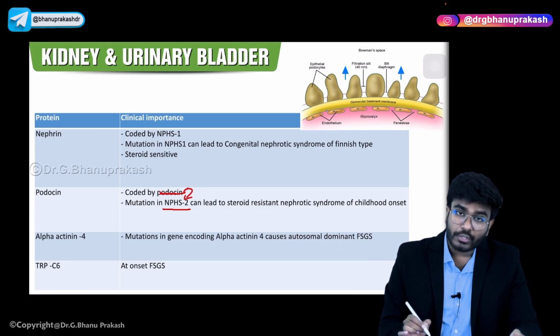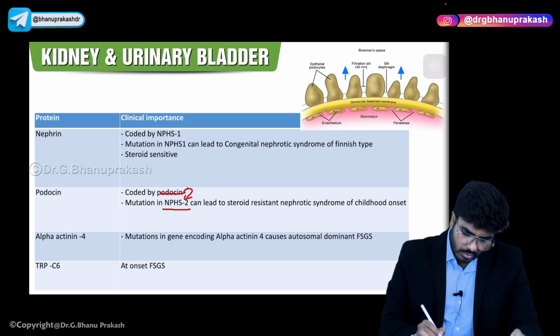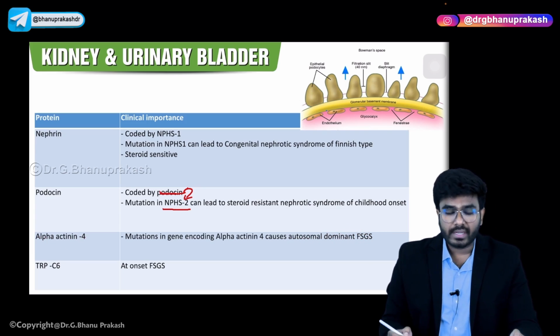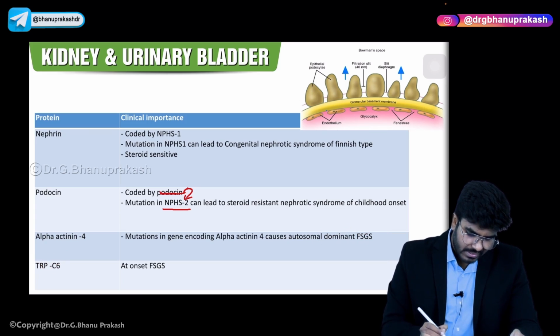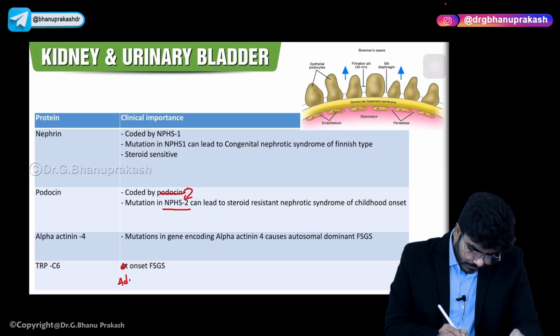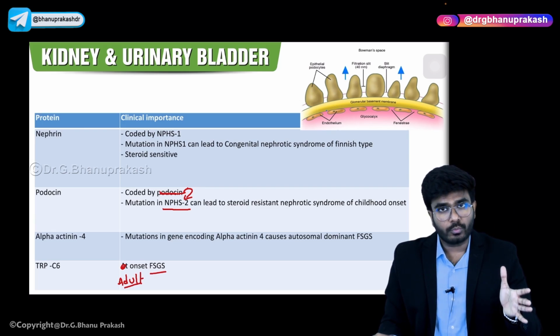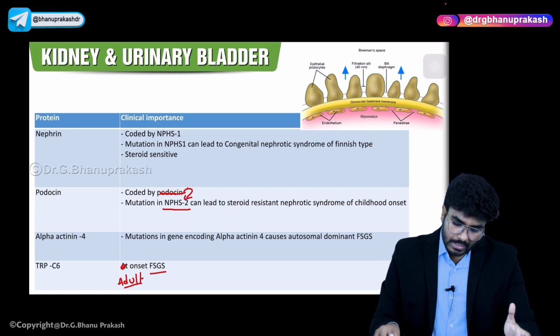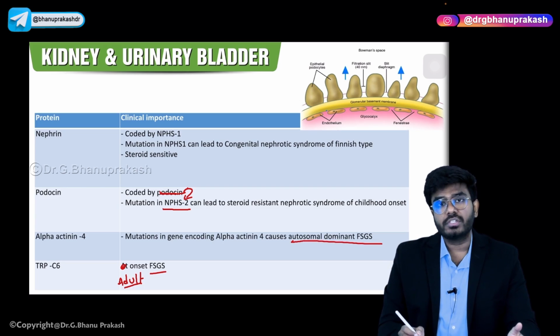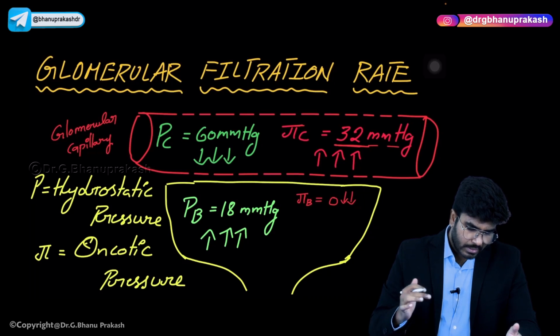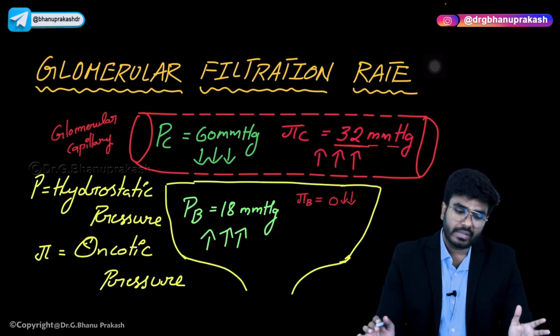It is autosomal dominant FSGS. FSGS means focal segmental glomerulosclerosis. So, autosomal dominant focal segmental glomerulosclerosis is due to mutation of alpha actinin 4, and if there is mutation of TRPC6, it will cause adult onset FSGS. So, direct MCQs: adult onset FSGS is due to mutation of TRPC6, and autosomal dominant FSGS is due to mutation of alpha actinin 4. Now, let's talk about a few important points about the glomerular filtration rate.